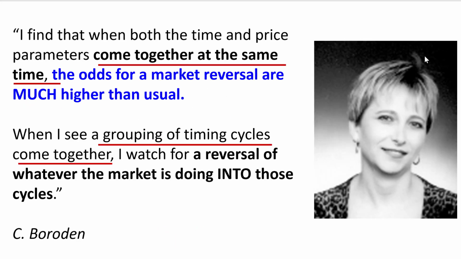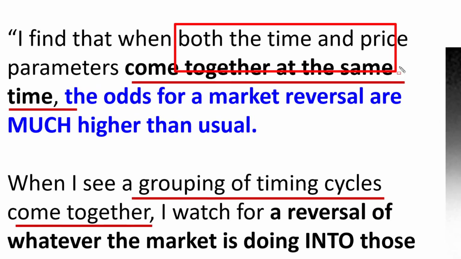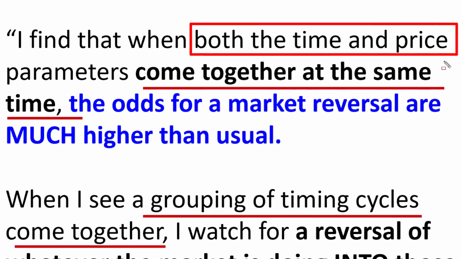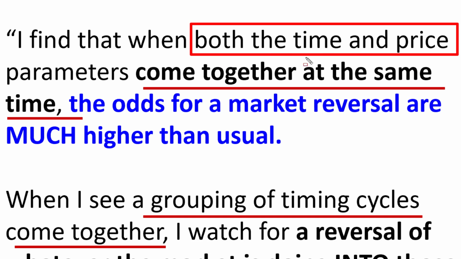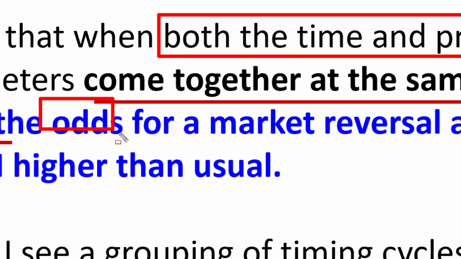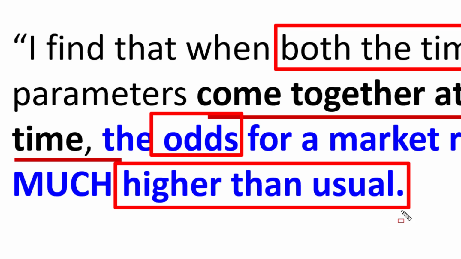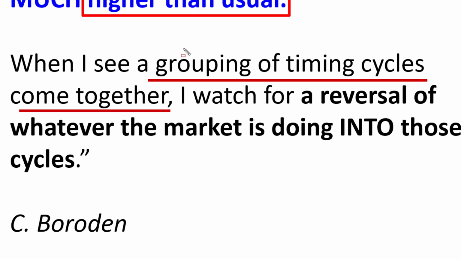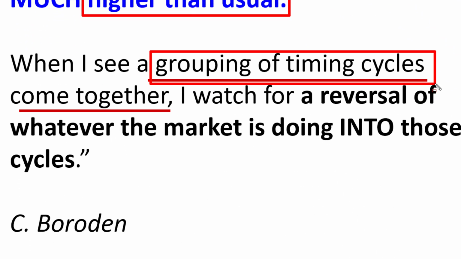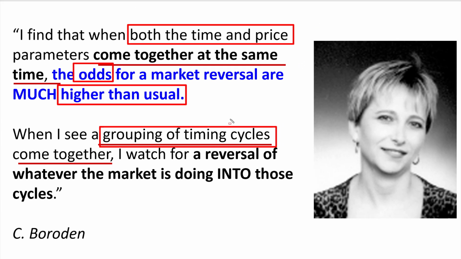Then she says, I find that when both the time and price, so again, very important, both the time and price, not just time alone, but when they come together, the odds for a market reversal are much higher than usual. So it's about probabilities and increasing the odds in our favor. She says, when I see a grouping of timing cycles come together, I watch for a reversal of whatever the market is doing into those cycles. I'll show you an example of this in a few moments.